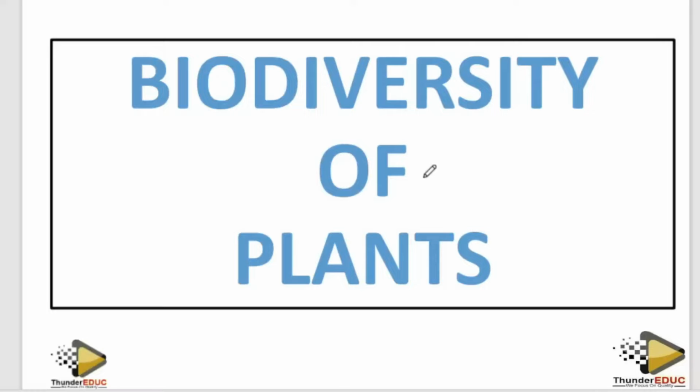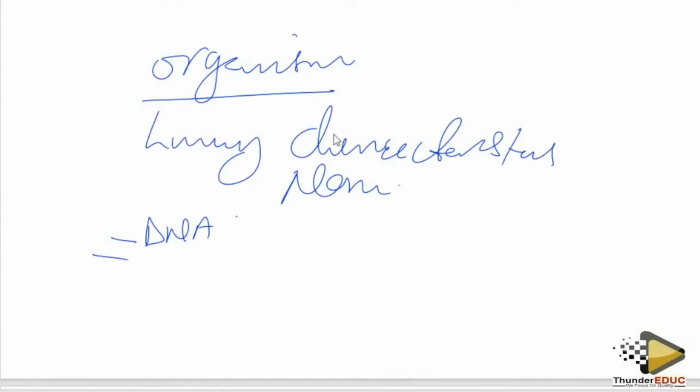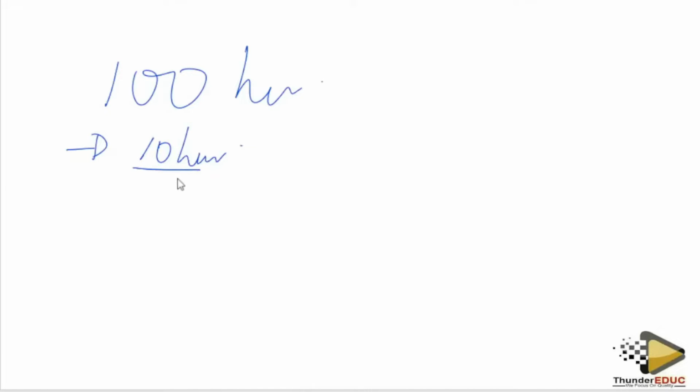Because I know that here students struggle too much when it comes to biodiversity of plants. So let me divide your time in terms of hours. Let me say that you have 100 hours to read. The first topic I've completed, use 10 hours. It means that now I have 90 hours for the remaining topics.